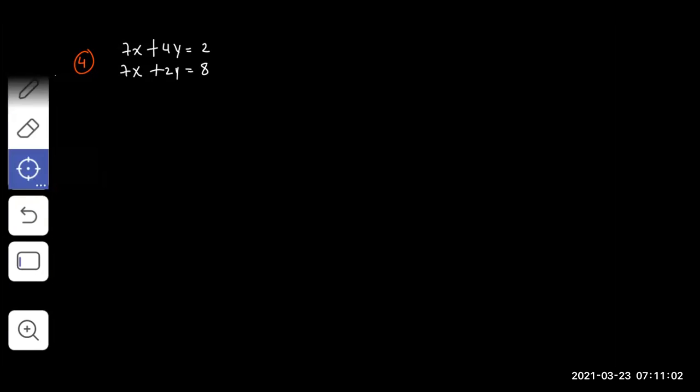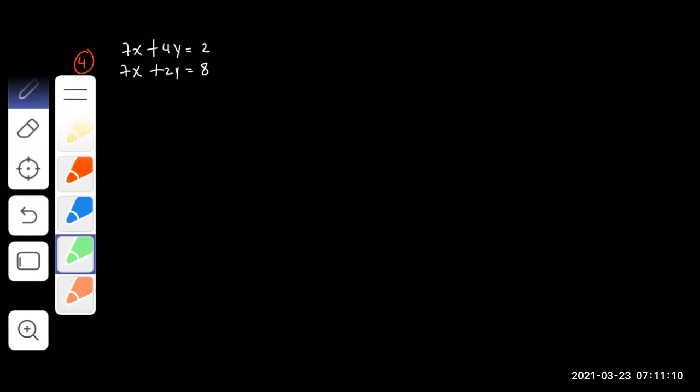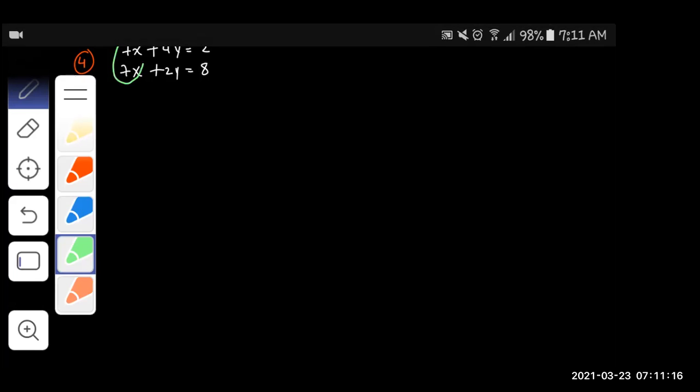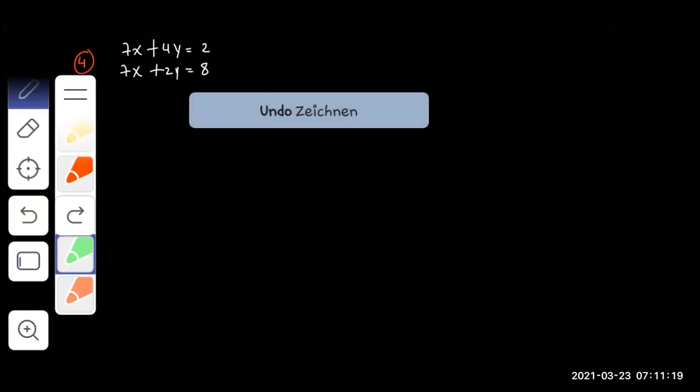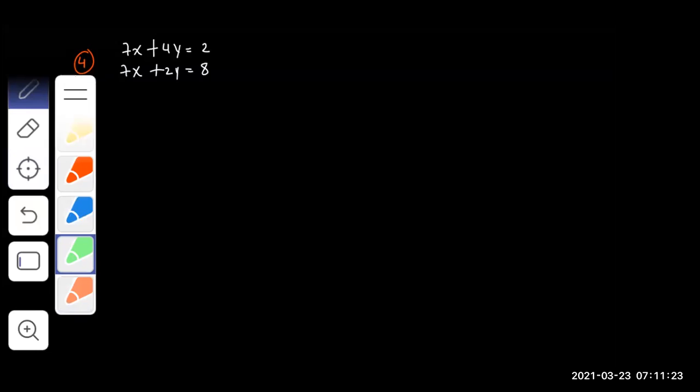Can someone tell me which variable you want to take in order to eliminate? It could be either x or y. Which one do you want to take? Look for the easiest one. The x. Okay, thank you very much. We want to take the x. Why the x? Because both of them have the same quantity. You have 7x and 7x.